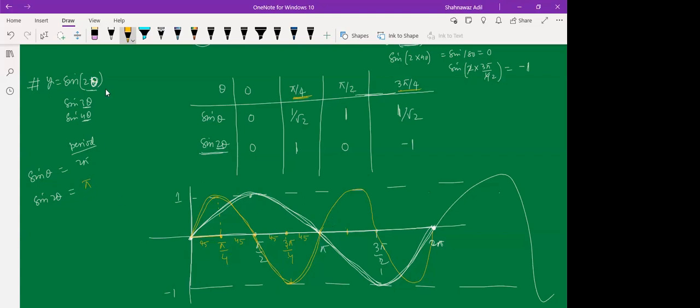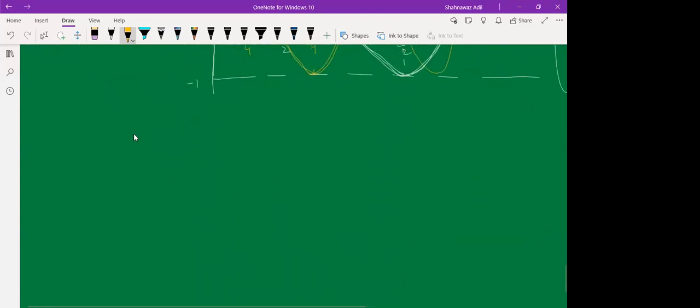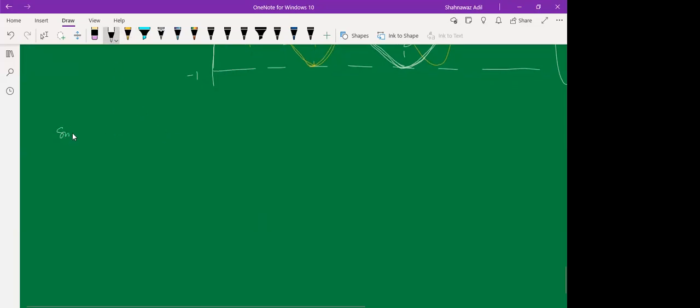And how do we calculate that? Let's say we don't want to draw the graph, and I give you this function, sine 4 theta. If I ask you what would be the period, then the trick to calculate the period of this function is that we compare this whole angle, because we know that this whole angle has how much period? What is the period of this whole angle?